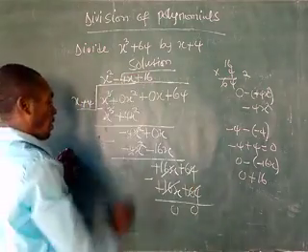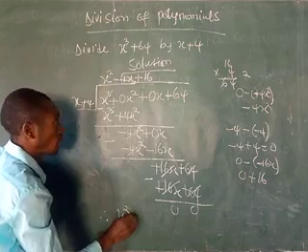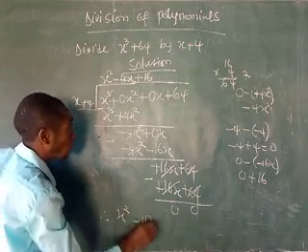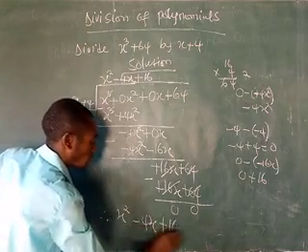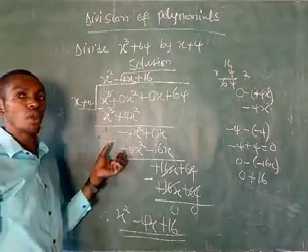Now your answer is, therefore, x squared minus 4x plus 16. This is the answer to this polynomial.